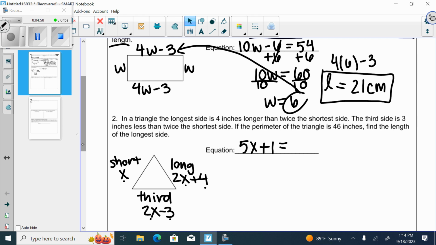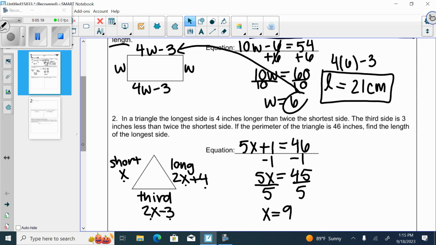The perimeter is 46. So equals 46. And you just solve, right? Yep. Minus 1. Very good. 45 divided by 5 is 9. So x is 9. We take 46 minus 1, like we said, we subtract the 1, right?